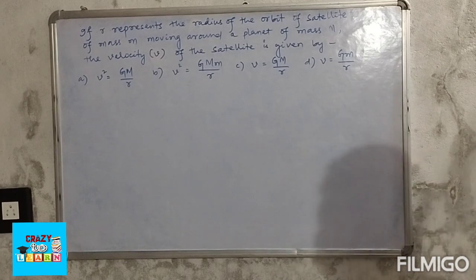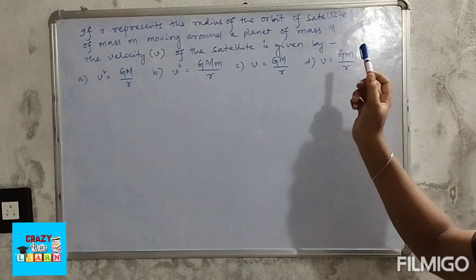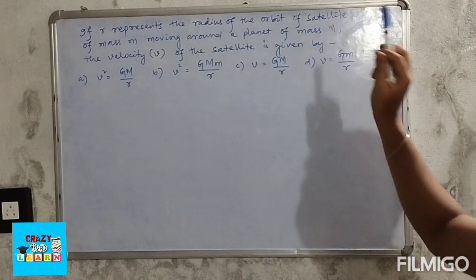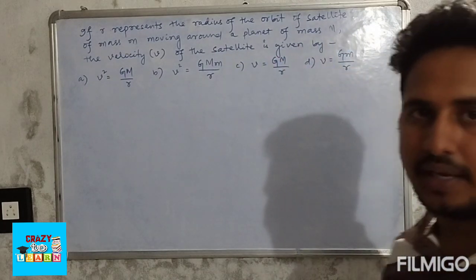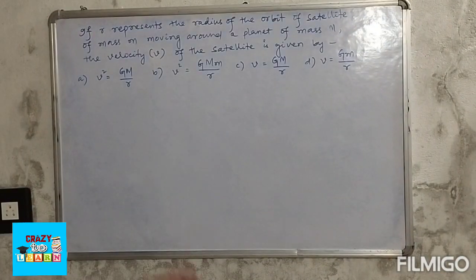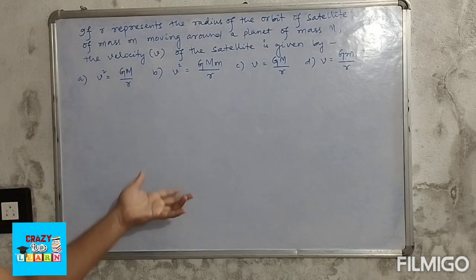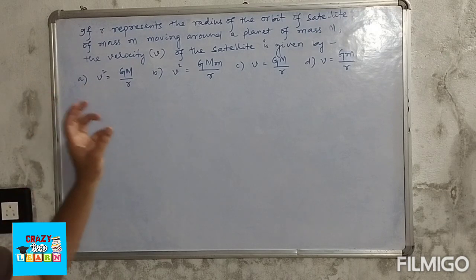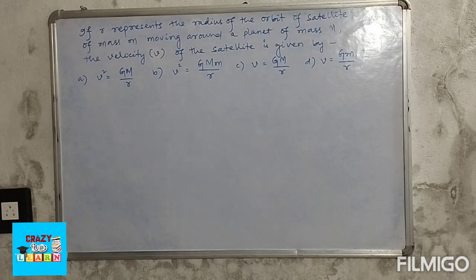Our next question is, if R represents the radius of the orbit of a satellite of mass small m moving around a planet of mass capital M, then the velocity small v of the satellite is given by. So it is asked to you to find the velocity of the satellite. You can remember the answer as a formula also for the velocity of the satellite.